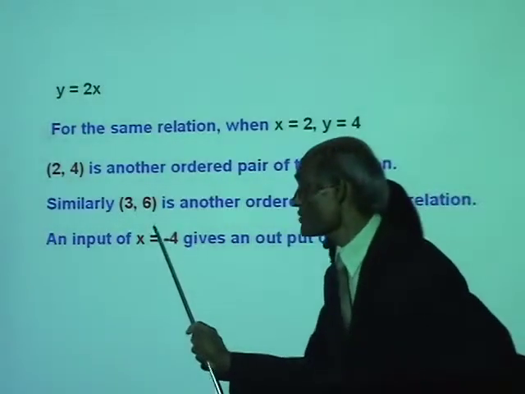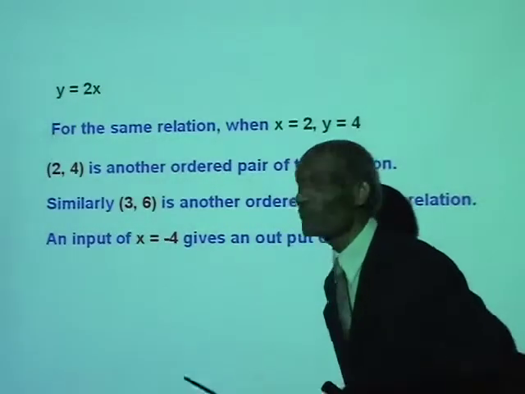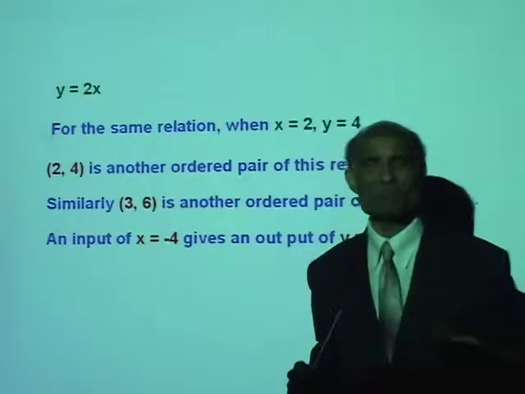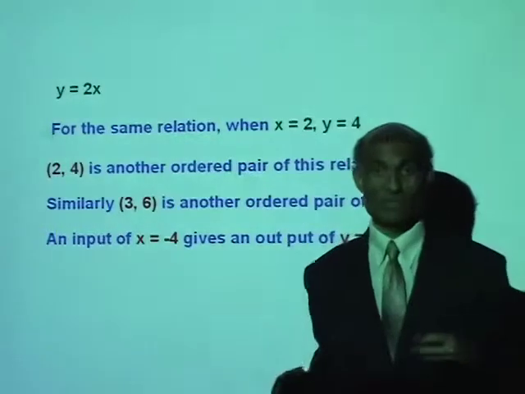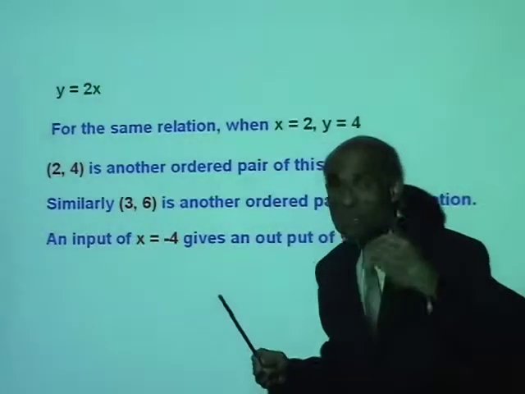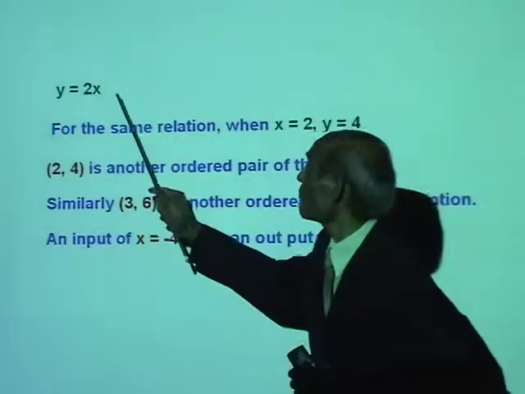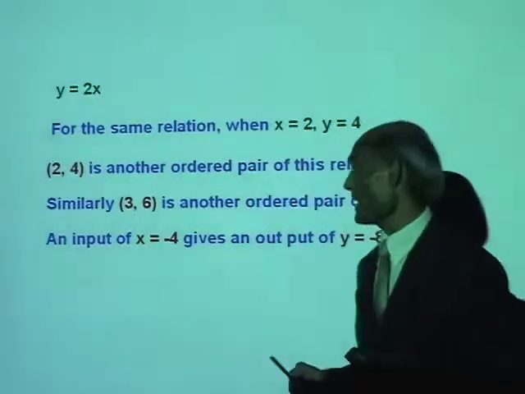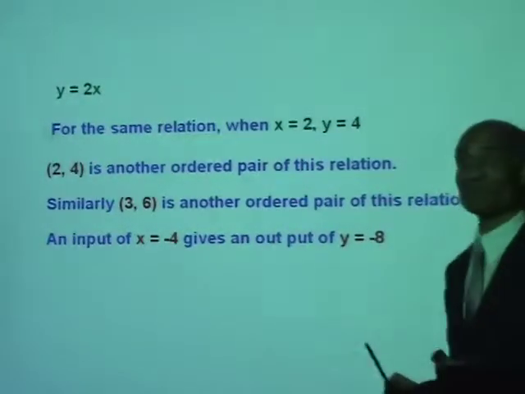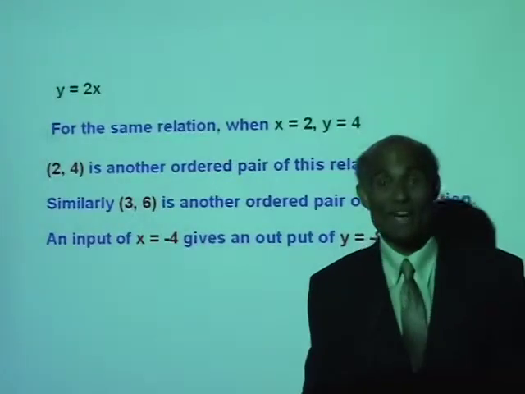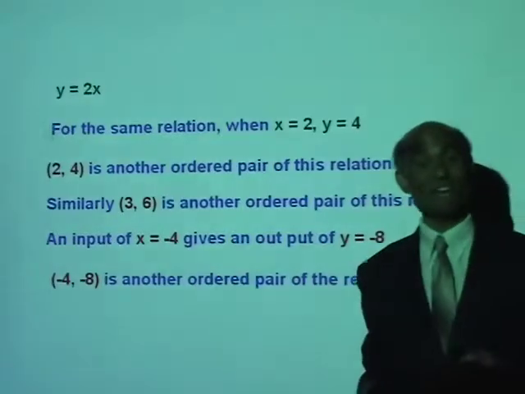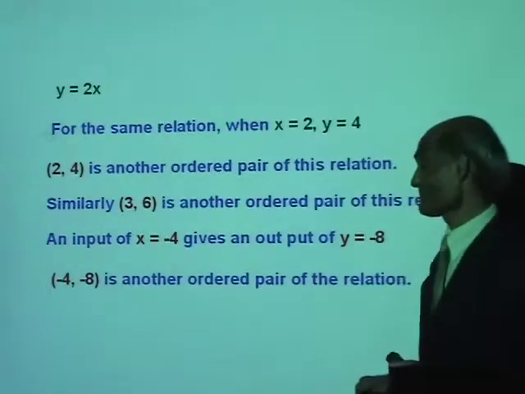Okay, I'm going to give you another one. If x equal to -4, well, that's something that you cannot actually do in practice. But now you're going to imagine. Here, this input value is an imaginary value. X equal to -4. If you put x equal to -4, what will be the output value y? Y will be -8. That means we can have an ordered pair (-4, -8). Is that right?